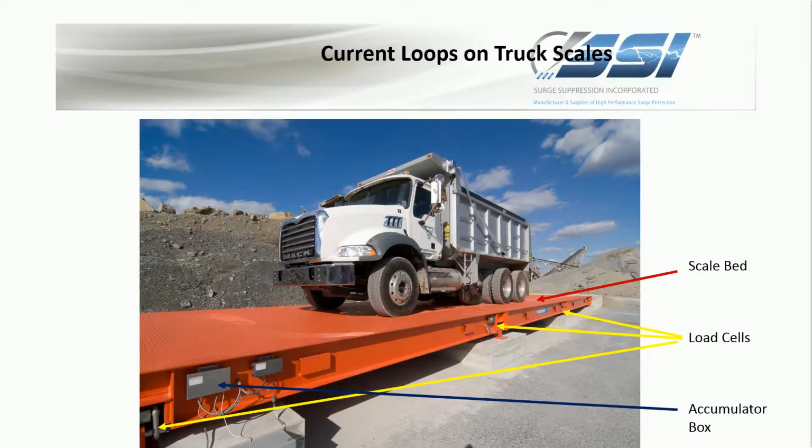In this image, we can clearly see the load cells on the side of the scale bed and the accumulator box. The leads from each load cell go to the accumulator box, where they are combined and then transmitted to the scale house to be converted to a weight reading on the scale equipment.